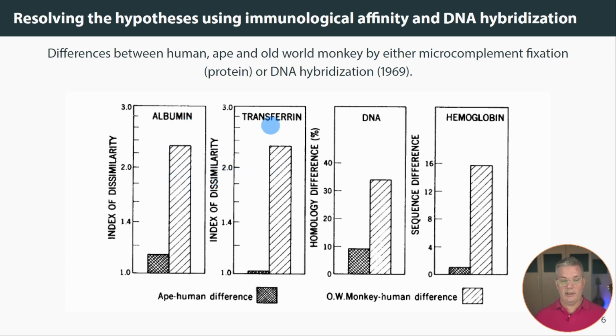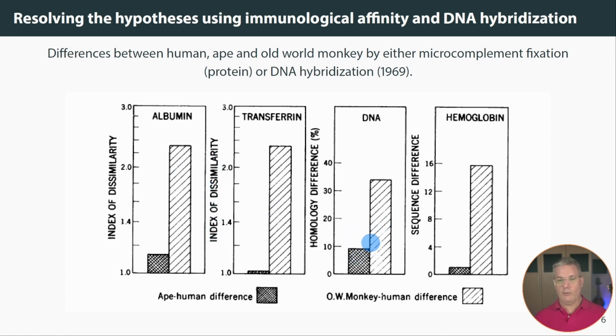This is albumin and transferrin, and they compare humans and the great apes, and they compare humans and old world monkeys, and they see that the difference between humans and old world monkeys is much larger than the difference between humans and the great apes. The same is true for transferrin. So both of these protein-based measurements show that larger difference.